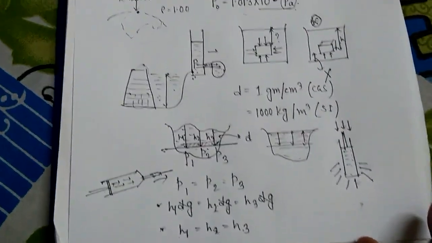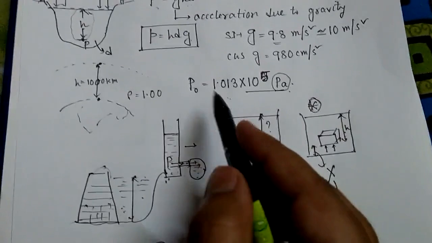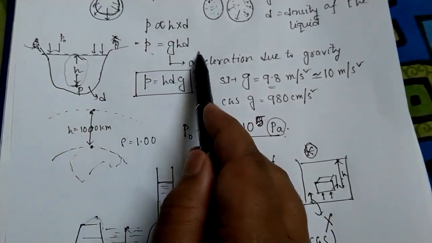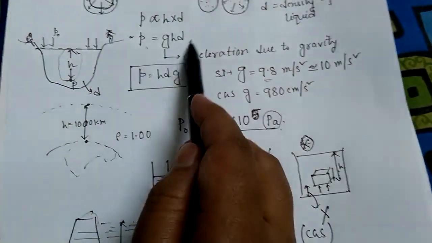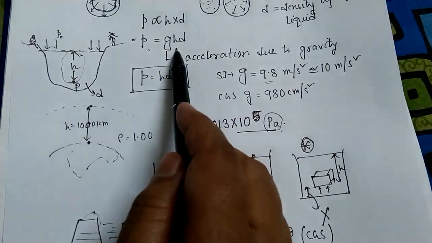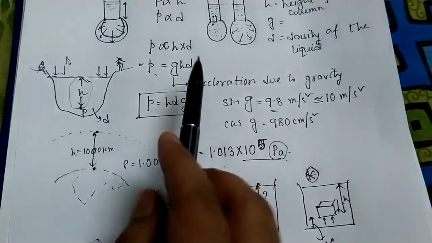Now what shall I do? We shall do some numericals, we shall practice different types of numericals using this formula. Okay, whatever, this is the end of the class.